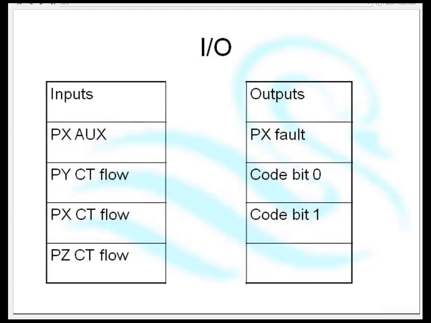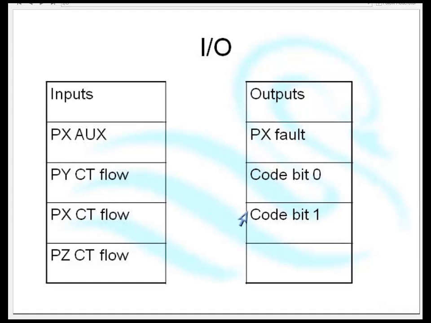Now, this is the I/O, the input-output I have for my monitoring system. I've got an input coming from the auxiliary switch on pump X's contactor. I've got an input coming from the CT flow switch on pump Y. I've got an input coming from the CT flow switch on pump X. And I've got an input coming from the CT flow switch on pump Z. Output-wise, I'm going to light 3 lights. The first light is going to be called pump X fault.